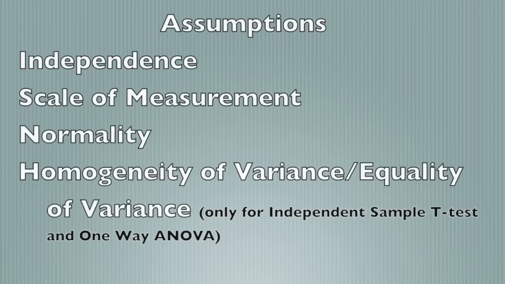In this video, I'm going to be demonstrating how to check the assumptions for a one-sample t-test, a paired sample t-test, an independent sample t-test, a one-way ANOVA, and a two-way ANOVA. Now, the first three assumptions on this list are used for every single one of these analyses. Because of that, we're going to start with the assumption of independence.